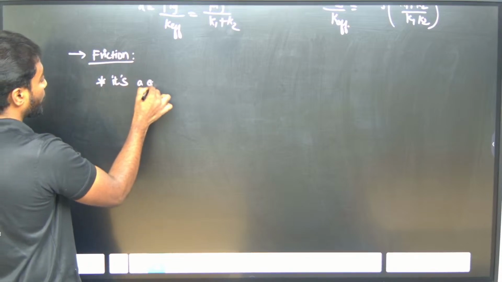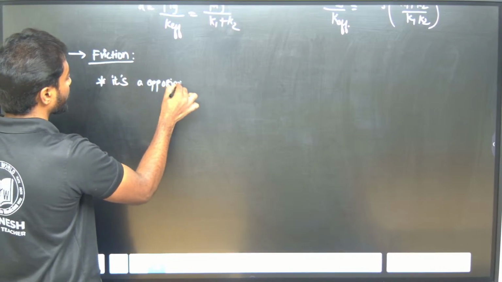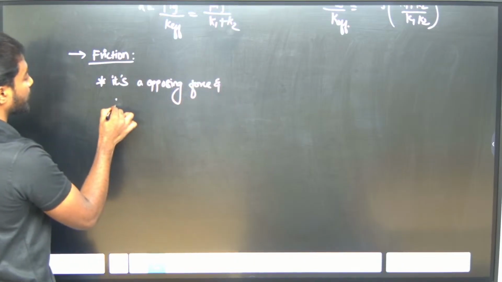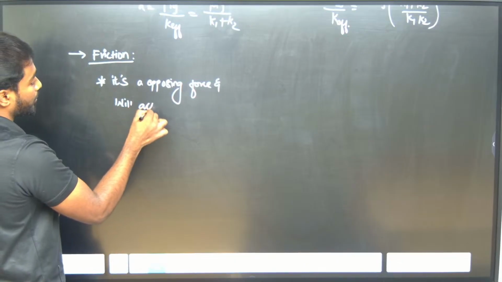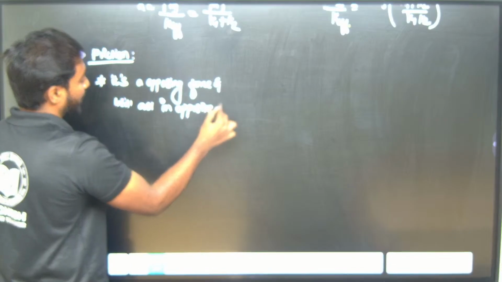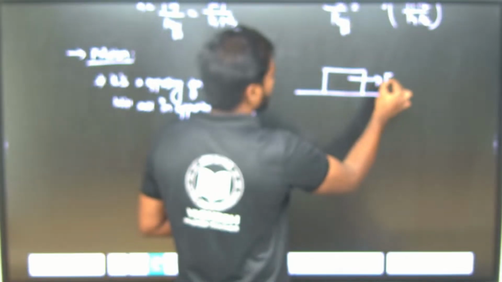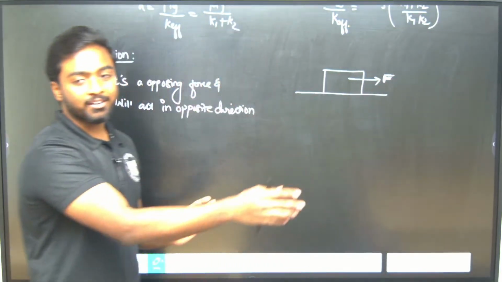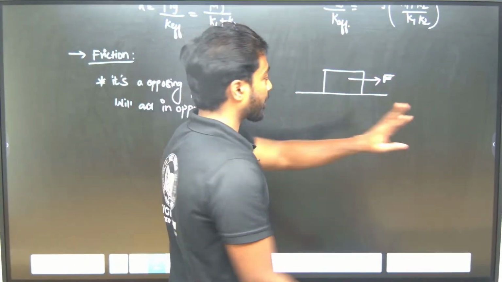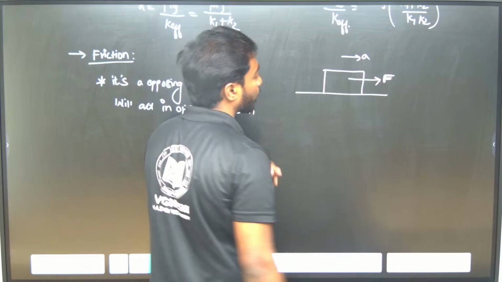It is an opposing force and will act in the opposite direction. Now, suppose a body is moving in the right direction, some F has been applied, an external force has been applied on the object, right. So, it is going in the right direction, like this is the acceleration direction.